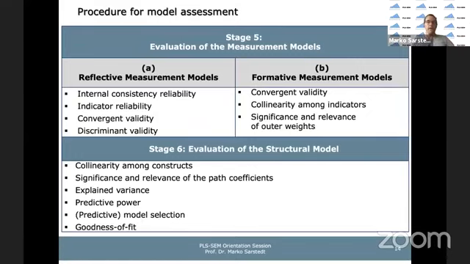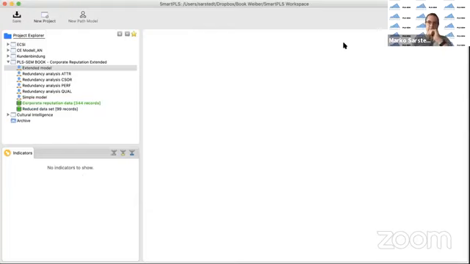Okay, so this looks very theoretical, I assume. So let's maybe take a look at an example. I'm just changing my screen here. Okay, and now you see a screen with the software.